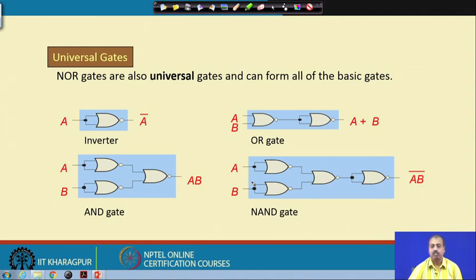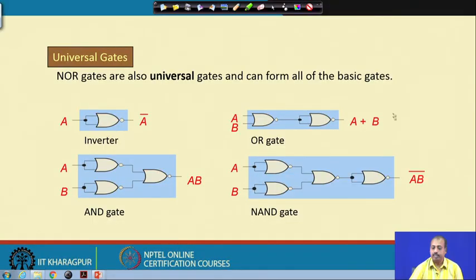Actually, this NAND is not necessary, because to prove that a particular gate can act as a universal gate, what you need to show is that it can realize an inverter, it can realize the OR function, and it can realize the AND function. These are the three things to be shown. So, this is shown as an extra, and it is not mandatory to show.